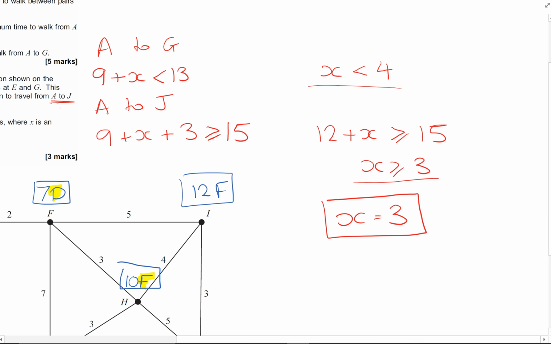And so you needed to show either this inequality here or this one here to get 1 mark. Similarly, the 2 inequalities here or here to get the second mark. And then finally, concluding that X is equal to 3 is where we get the 3 marks for this second part of the Dijkstra's question.